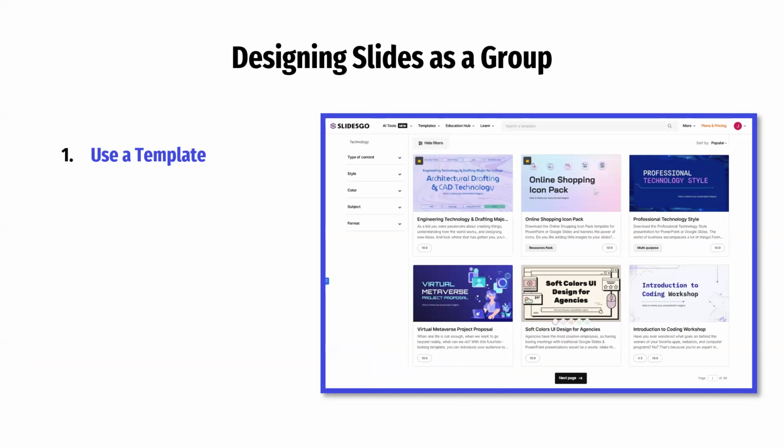First, use a template. Decide on your color scheme, fonts, and layout style before anyone starts designing. You can download existing templates from sites like SlidesGo and Slides Carnival, or use templates built right into Google Slides, PowerPoint, or even Canva. Using a template helps keep everything consistent.